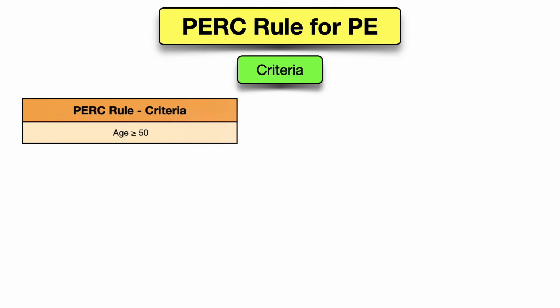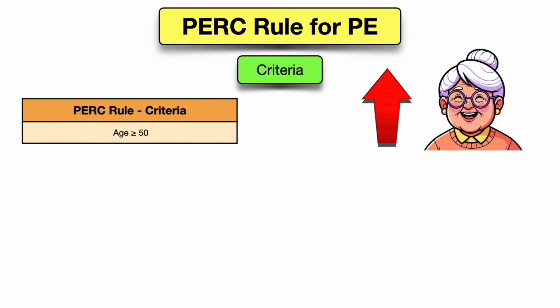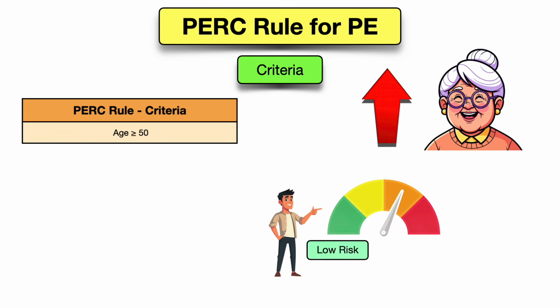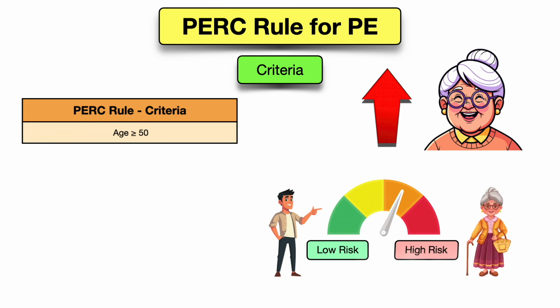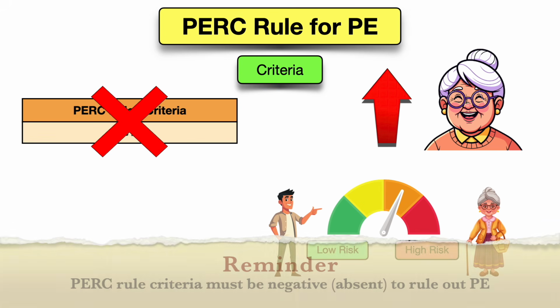First, we have age 50 or older. The reason for this is because the risk of PE increases with age, so younger patients under 50 are lower risk for PE, and older patients are higher risk for PE. So if the patient is 50 or older, then the PERC rule cannot be used to safely rule out a PE. Remember, the PERC rule criteria must be negative or absent in order to rule out a PE.